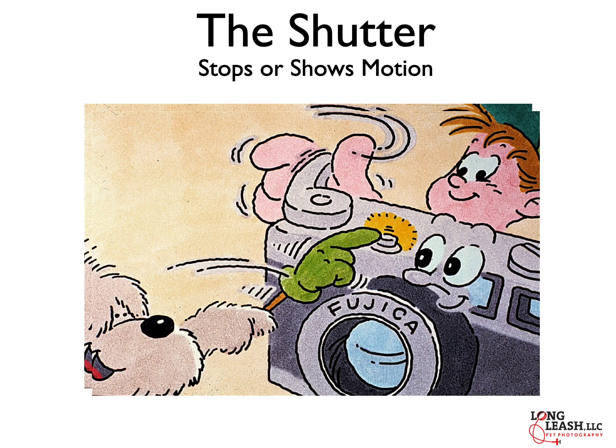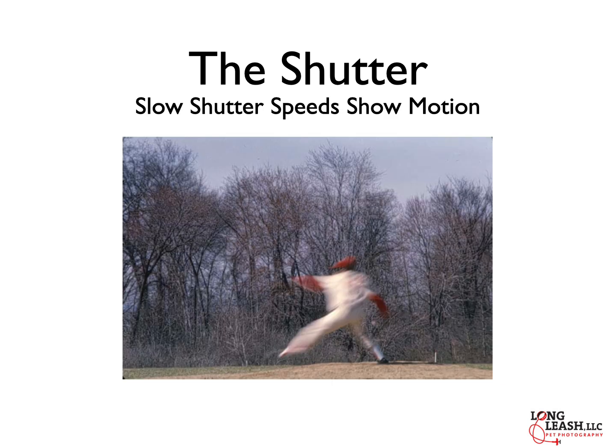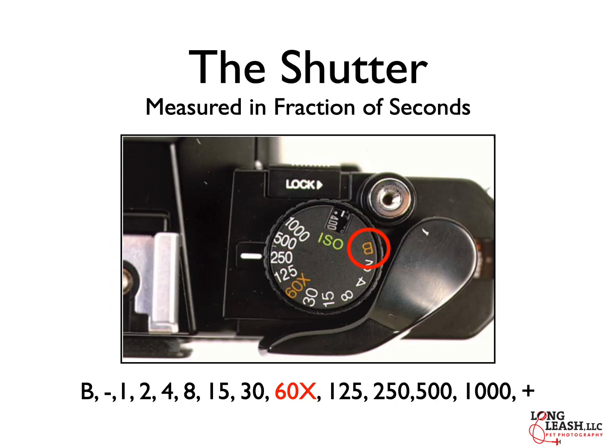Let's talk about the shutter and how it stops or shows motion. We already know that it controls exposure, but it can also show motion with a slow shutter speed or stop motion with a fast shutter speed. So we have a bunch of shutter speeds to select on your dial based on the exposure, of course, but also whether or not we want to show motion or stop motion.